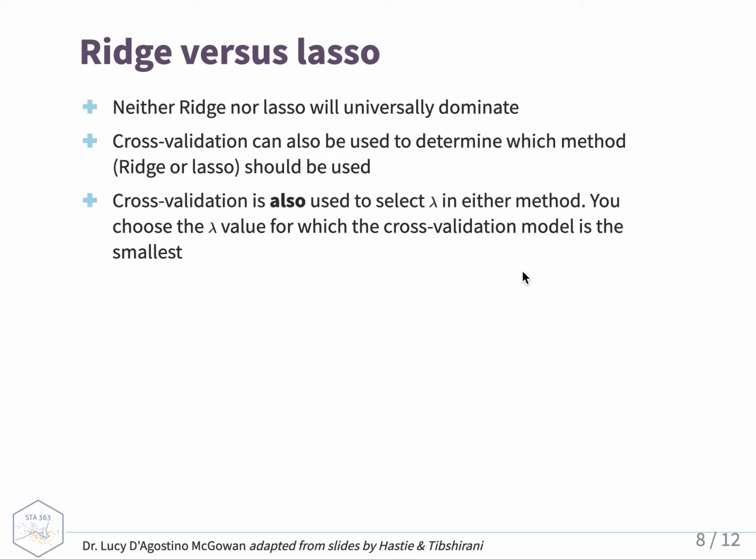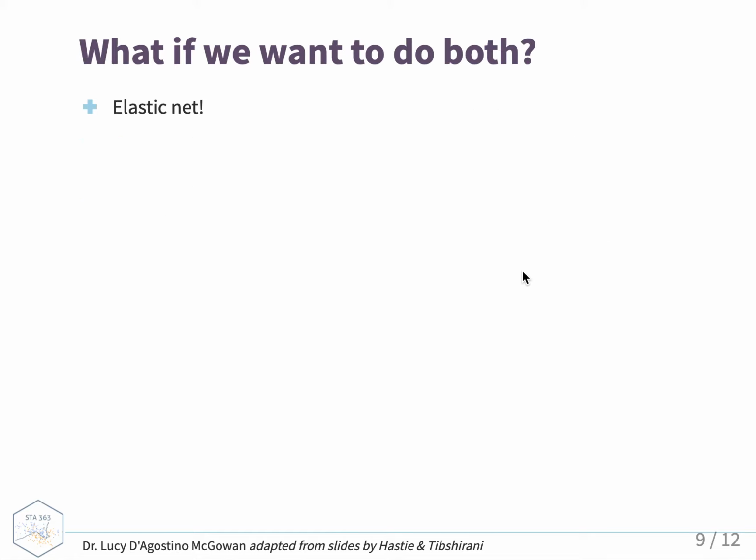Cross-validation is also used to select lambda in both methods. So you choose the lambda value for which the cross-validation model is the smallest, by which I mean that has the smallest error. And so in R, we are often going to be looking at the root mean squared error. You would do your cross-validation, look at a variety of lambda values, and then do what we call tuning by picking the lambda value that minimizes that root mean squared error. So sort of finding that sweet spot of bias variance trade-off.